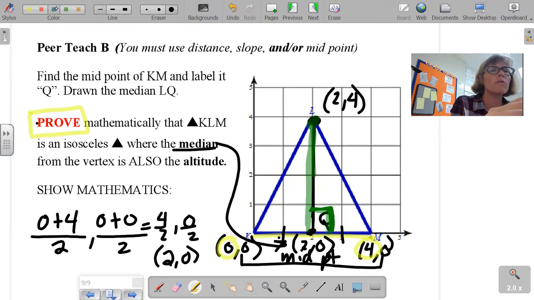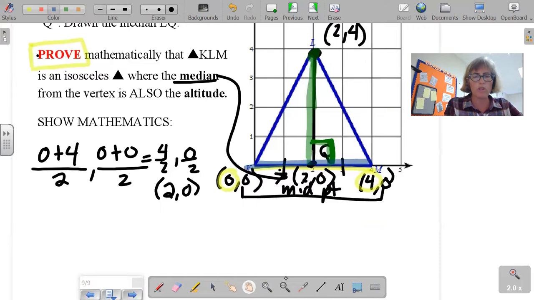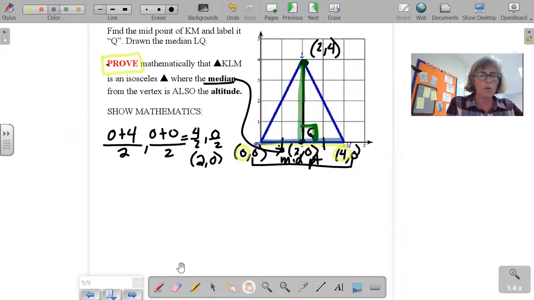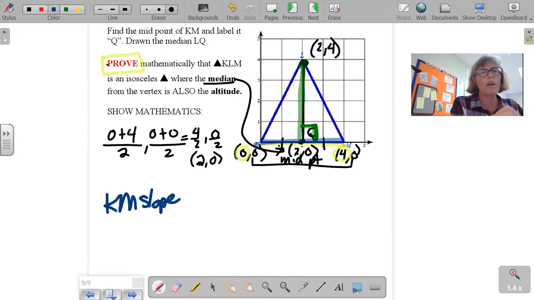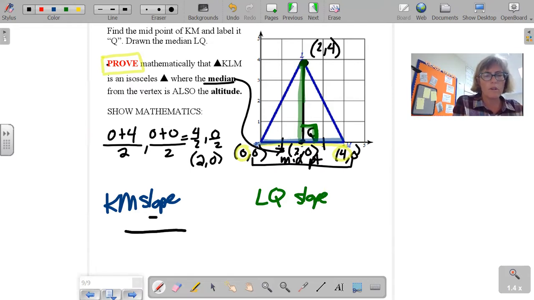LQ and KM create a right angle. That's going to be the perpendicular, and which is the slope equation. So right here, we're going to find the slope of KM, slope, and we're going to find the slope of LQ, slope. There's your templates.